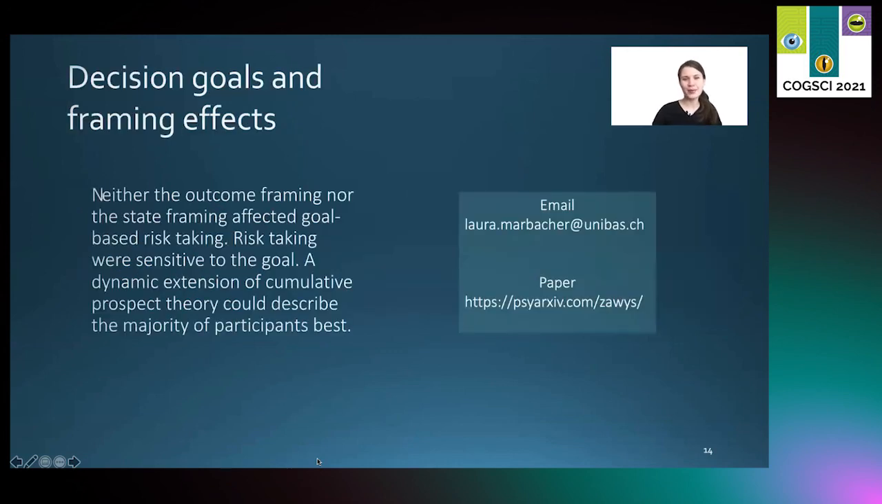Let me sum up. We have investigated framing effects in risky choices with goals. We found that neither the outcome framing nor the state framing affected risk-taking. Risk-taking was sensitive to the goal. And a dynamic version of cumulative prospect theory could describe the majority of participants best. Taken together, our results show how goals can erase framing effects observed in risky choices without goals.